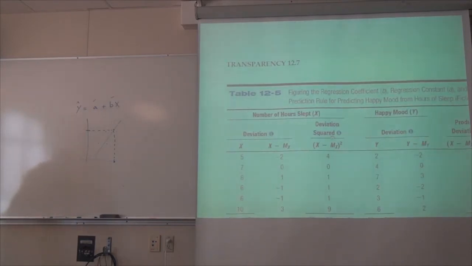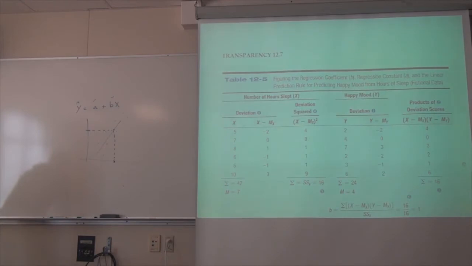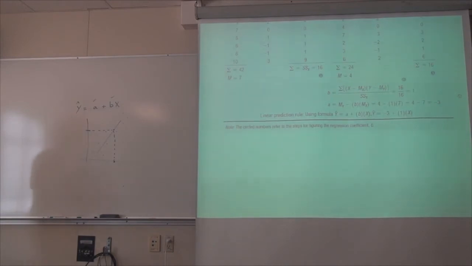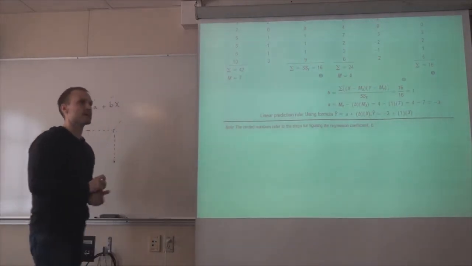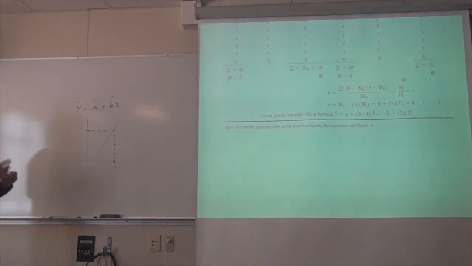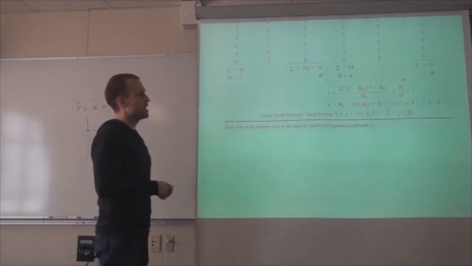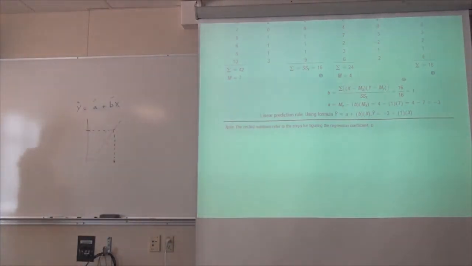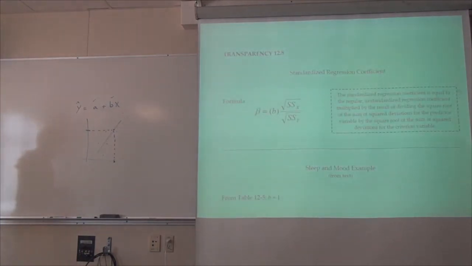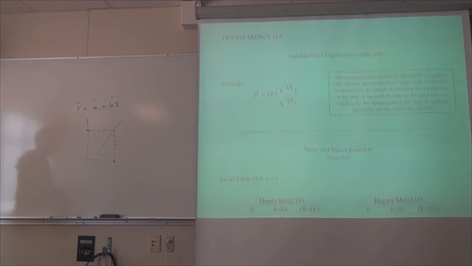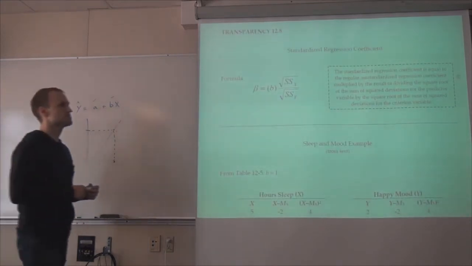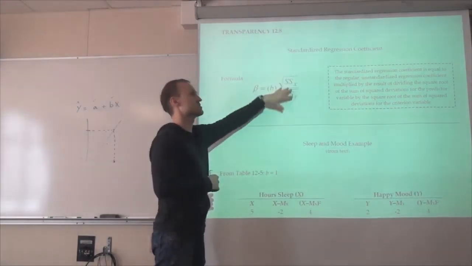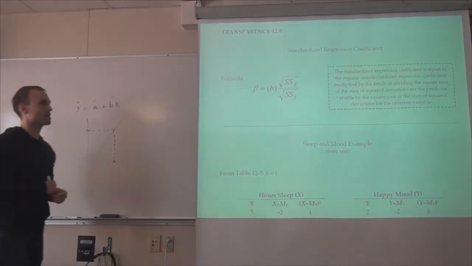So where are we now? In terms of calculation, that's pretty much it. The only thing is I want to say how good is my prediction. I want to have a way of saying how good it is. Now, I don't want that to be affected by the size of the numbers that I'm working with. So we have this standardized regression coefficient where I take the B, but I multiply it by this. Now this is a simplified formula, so it's going to be hard to see why that works.